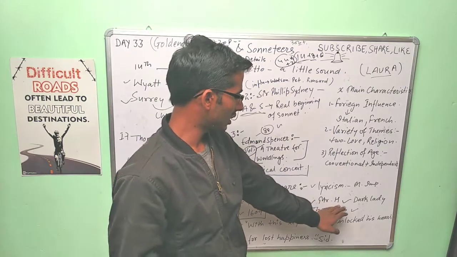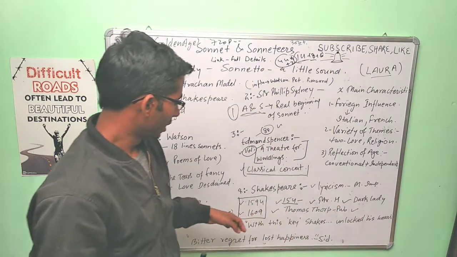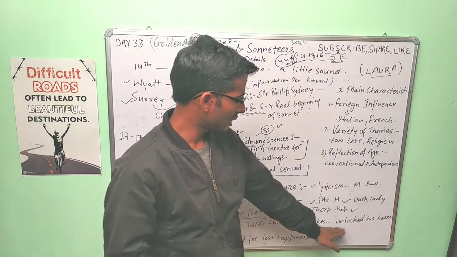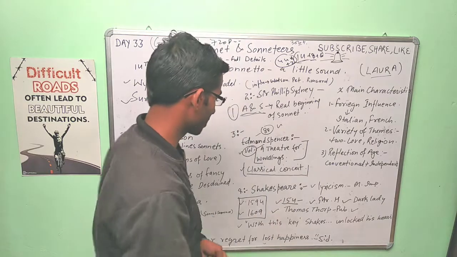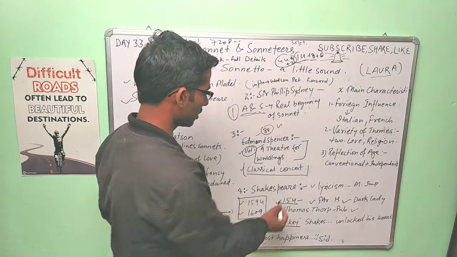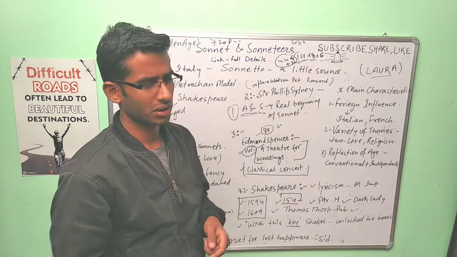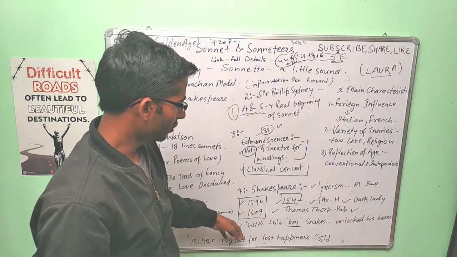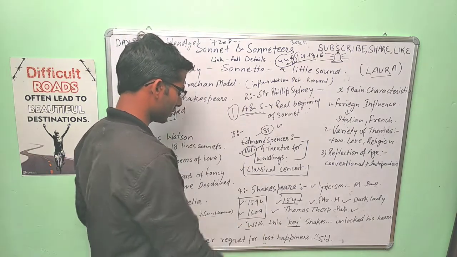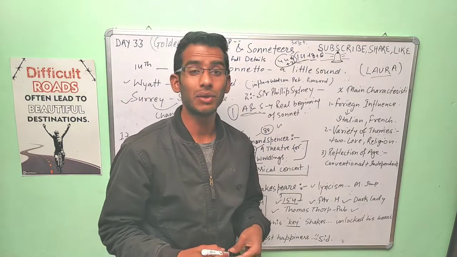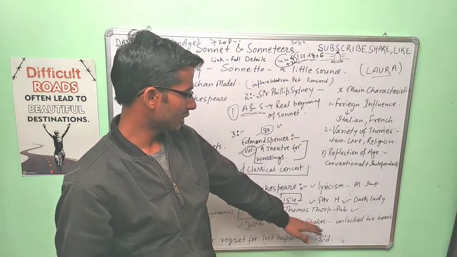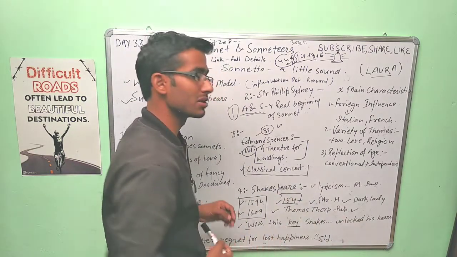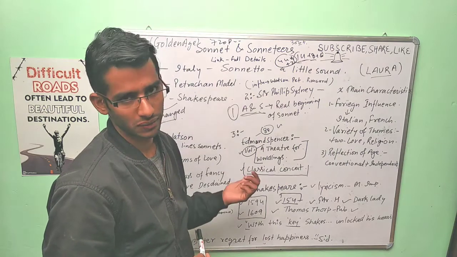These are dedicated to Mr. W. H. and the Dark Lady. With this key, Shakespeare unlocked his heart. Now, what does this key mean? It means sonnet. This collection of sonnets, 154 sonnets. And who said this? This quotation is by William Wordsworth. With this key, Shakespeare unlocked his heart. Somewhere it can be asked what the key means. So key means his sonnets.